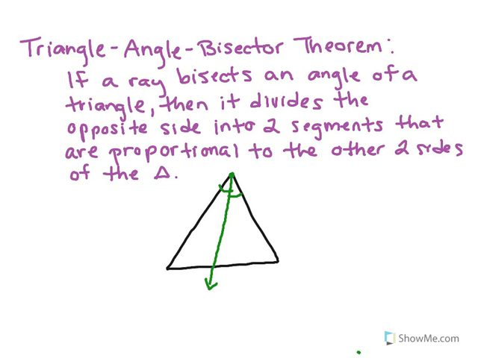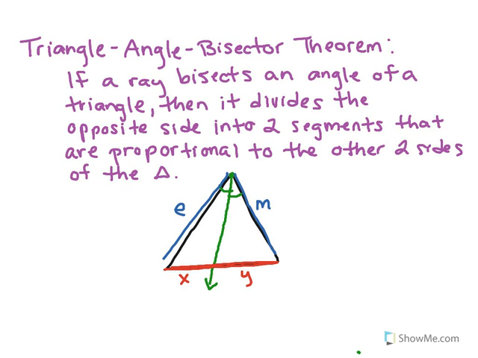Then it divides the opposite side into two segments that are proportional to the other two sides of the triangle. So here is the opposite side of that angle. So each of these sides individually, we'll call this one an x and this one y, they're going to be proportional to the other two sides of the triangle. And the other two sides they're talking about are here and here, which we can give them some names too. Let's give this one the letter E and this one the letter M.